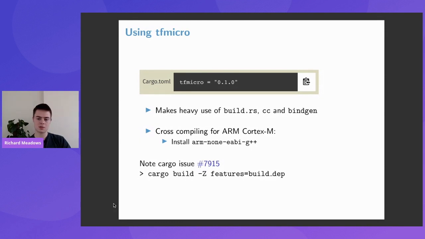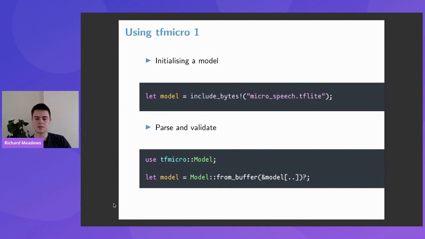Okay, so now we're going to get onto the code. In this example, we're going to work towards performing inference. We finish the training step by exporting the model into a flat binary file, and this is the file here, microspeech.tflite. To skip the training step, we can use one of the example models from the TensorFlow projects, and in fact, this is one of those. We want to get the bytes from our model file into our program, and the include_bytes macro does exactly that. On the next step, TensorFlow has some model validation and parsing functions, and we run them like this.